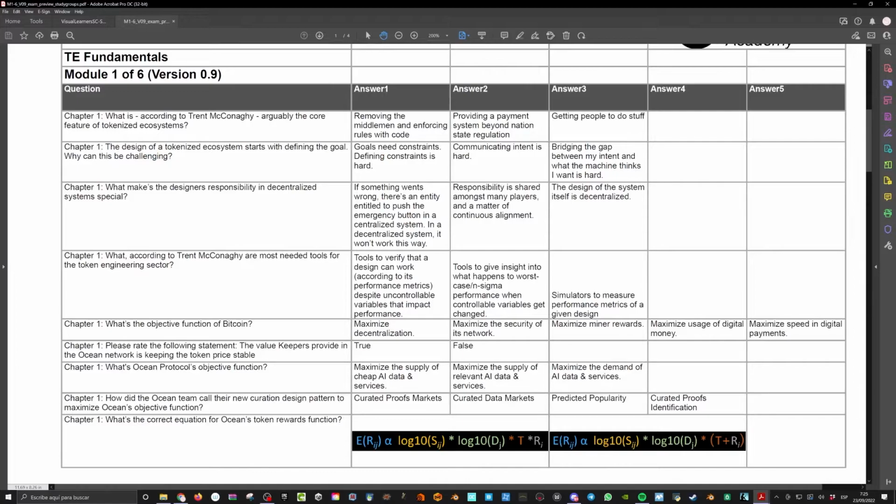0xto, you can take the next one then. What's the objective function of Bitcoin? And then I will answer your question. Going to the moon. No, that's not it. I would say maximize the security of the network. Agreed, yeah. But at the same time, the security of the network relies on decentralization, so isn't it maximizing decentralization?